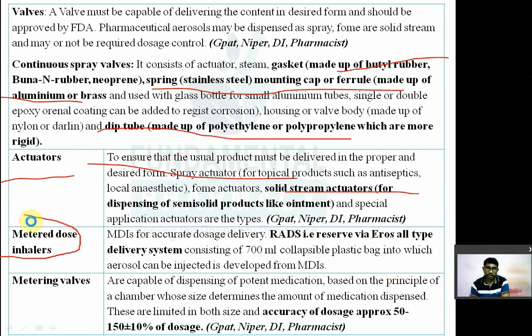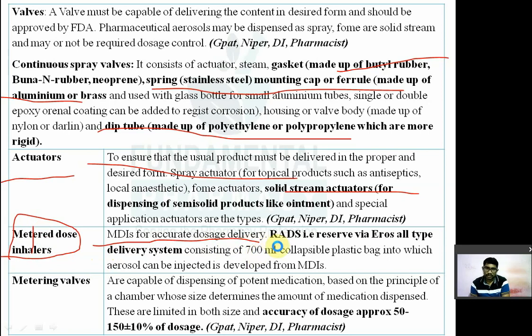Next one is a metered dose inhaler. So you might have seen in asthma, inhalation glucocorticoids are used. Okay, so their dose must be controlled. So metered dose inhalers will give accurate dose. That will ensure accurate dosage delivery. Okay.